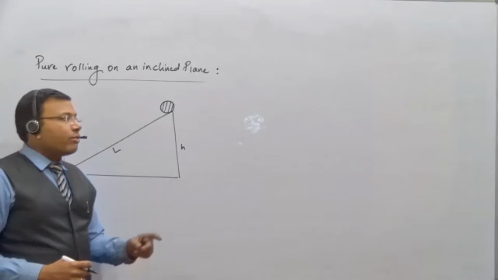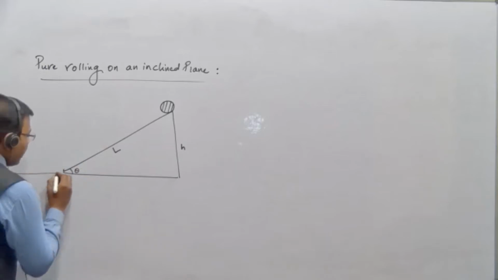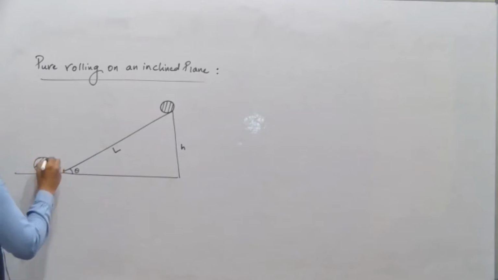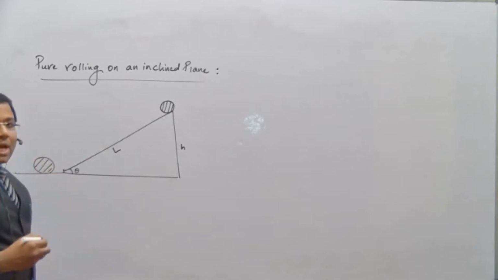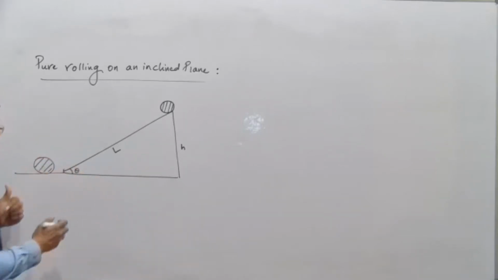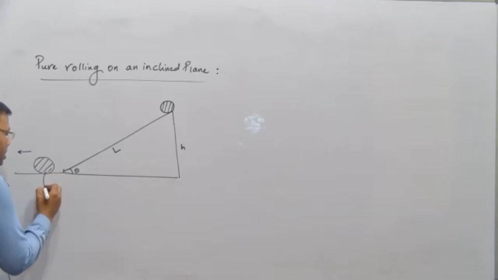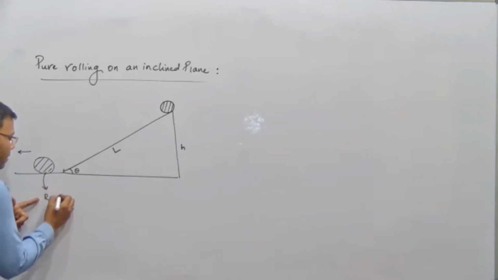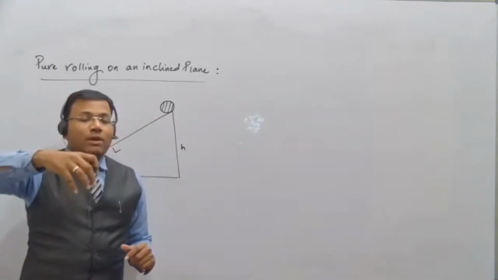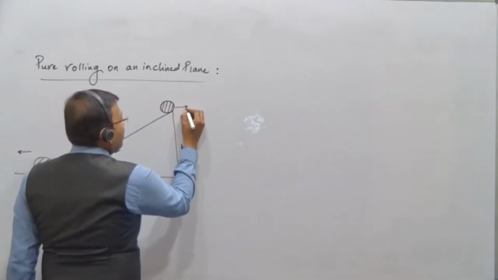Now, what happens, students? This rolling body rolls down, and when it reaches the bottom of the inclined plane, it will acquire some velocity. Velocity means it is due to both translational motion as well as rotational motion, because it is going to move like this. So here I can say the energy associated is the rolling kinetic energy. And at the top, when you are about to leave this object on the inclined plane, you will be having purely potential energy.